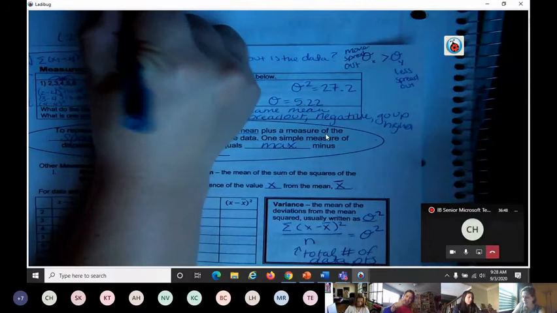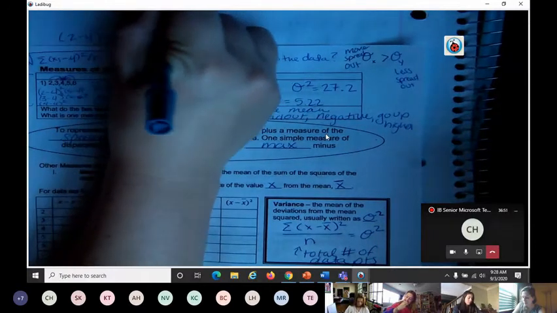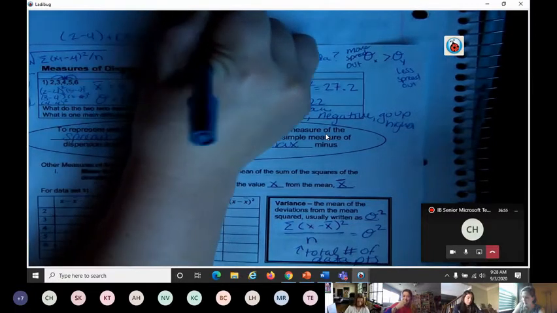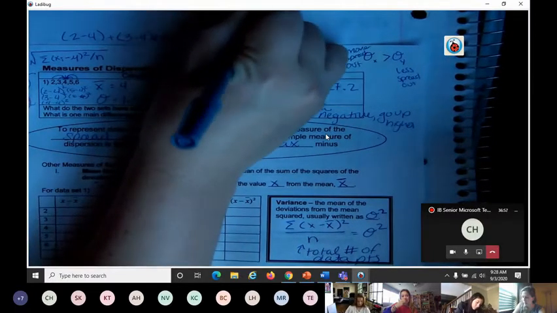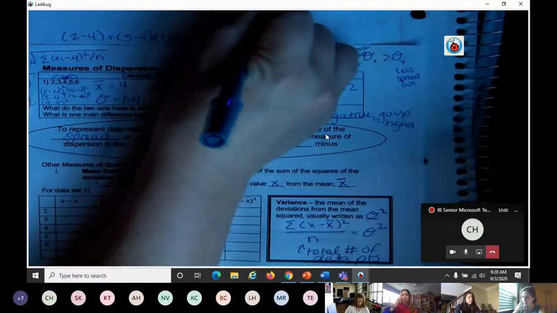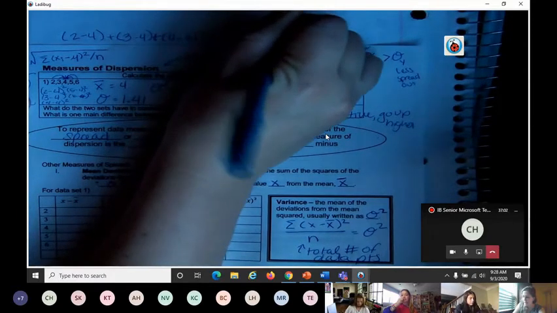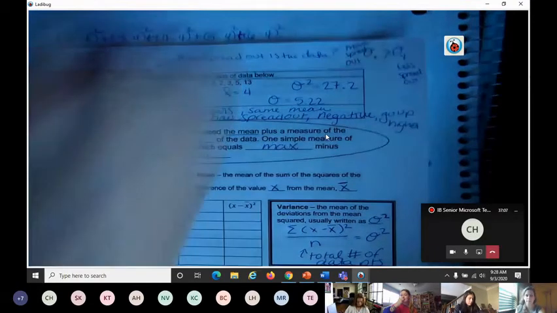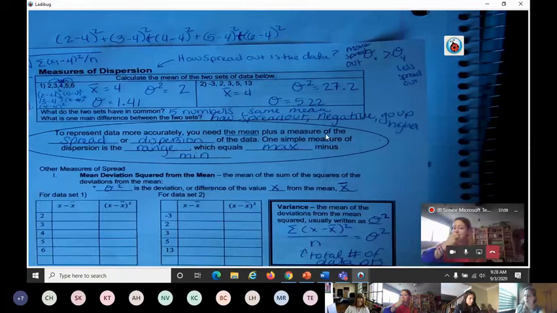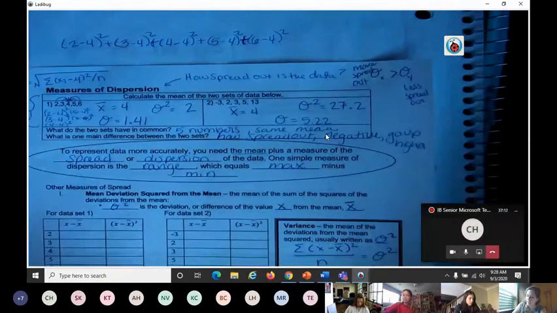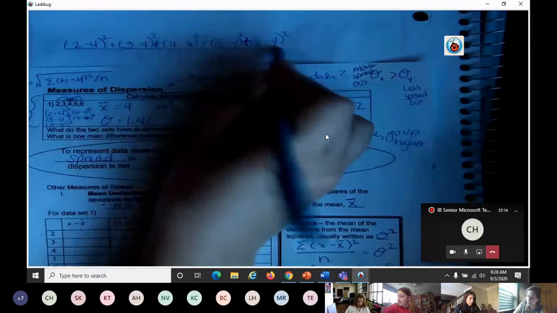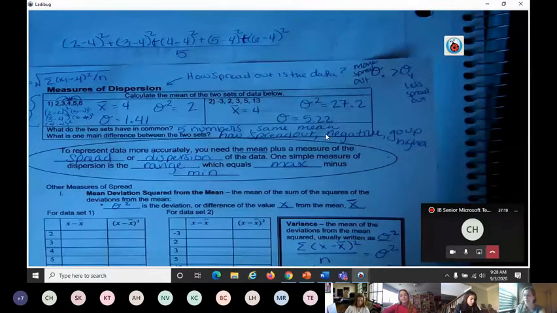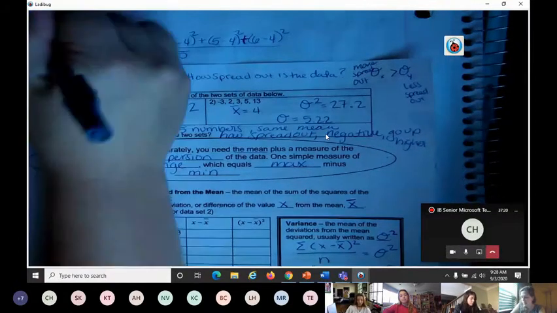So 3 minus 4 plus 4 minus 4, 5 minus 4 plus 6 minus 4. And each of those differences would need to be squared. We divide by the total number of things, which is n, or 5 in this case, and figure out what that is, okay? And this thing is equal to our variance.